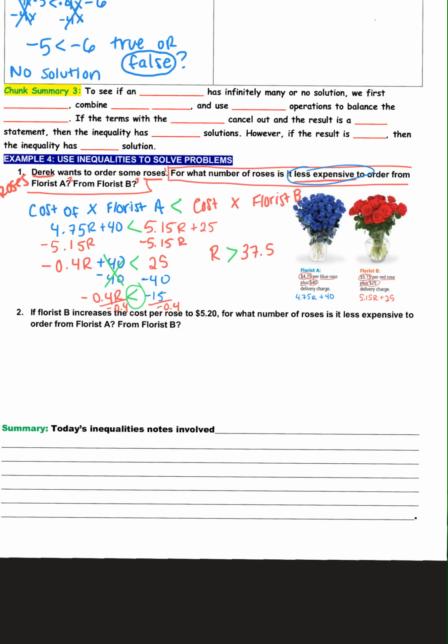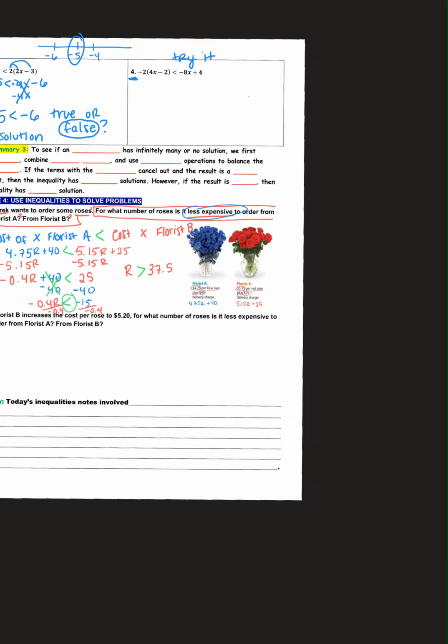So the solution is all real numbers greater than 37.5. However, you can't buy half of a rose. You have to buy a whole rose. There's no buying half of a rose. Okay, so our actual solution is, and I'm sorry if you guys ran out of room, but I'm going to write it over here because I ran out of room. So make this fit somewhere in your notes.